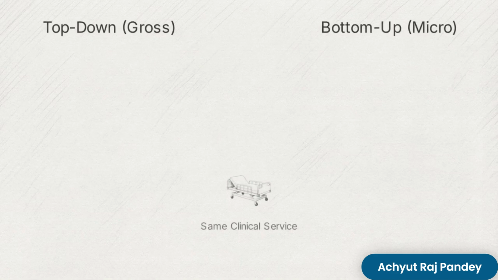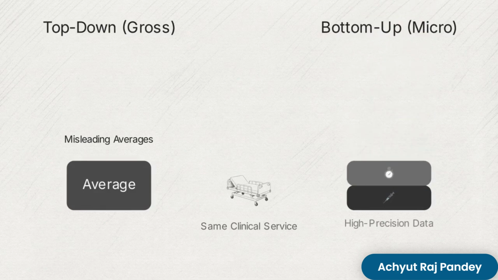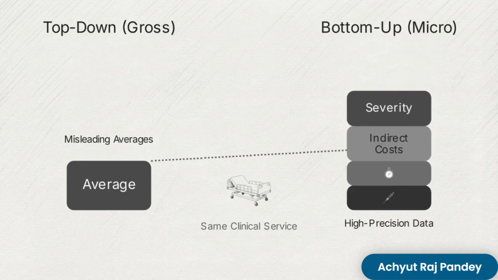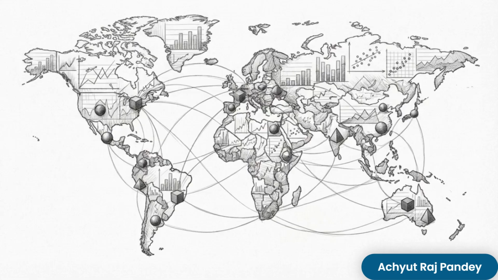Health economists face a constant trade-off: the significant expense of high-precision data versus the risk of making policy decisions based on misleading averages. Unallocated indirect costs and variations in patient severity drive these two methodologies to output different numbers for the exact same clinical service. This creates a challenge for comparing health systems globally.